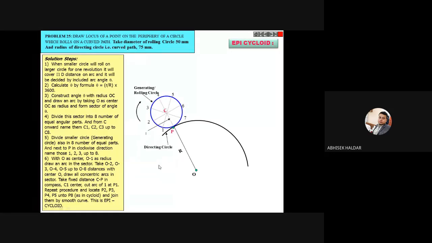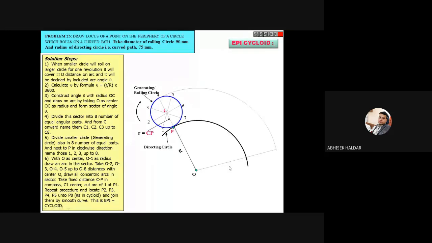I am showing it here. Now you can calculate that theta, keep it in your mind. Now you take your compass and place it at O. O to 4 will be your radius, whatever curve they have drawn, you can see that. O to 4 is my radius, and you draw this curve just up to this end.